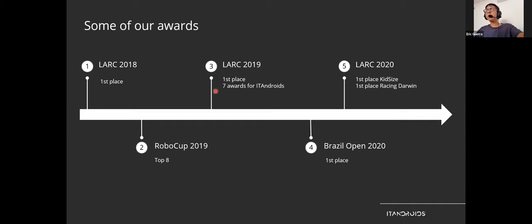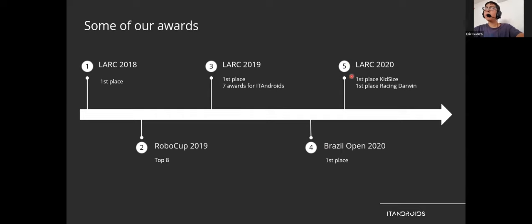And ITAndroids also takes part in many other competitions, not only the humanoid kid size, but also the 3D, 2D, the SSL, VSS. So in total, in 2019, we got 7 awards across all of those. In the Brazil Open 2020, we also got first place.